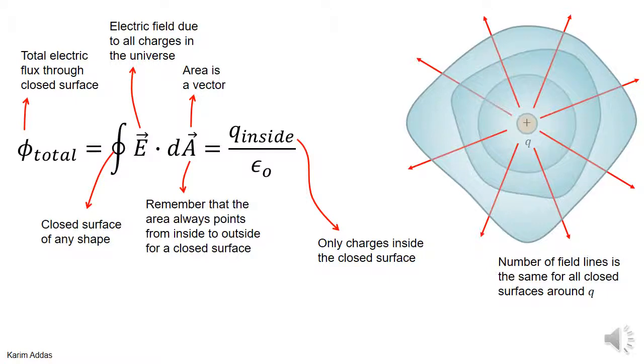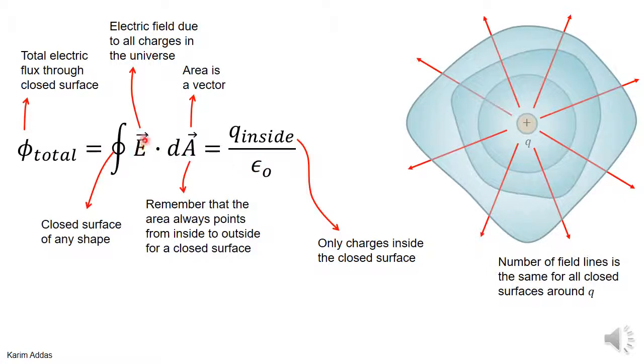Okay, so let's summarize what we've discussed so far and make a summary of Gauss's law. Gauss's law says that the total electric flux through a closed surface, and this circle on the integral sign means that it's a closed surface of some shape. You can take any shape you want. And the electric flux is equal to the charge inside the surface over epsilon naught. Epsilon naught is just a constant.